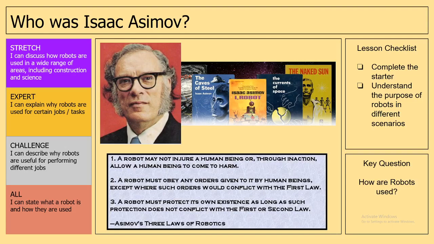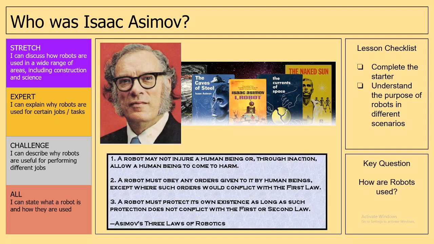And the 3 laws of robotics being: a robot may not injure a human being or through inaction allow a human being to come into harm. So what this is saying is a robot will not allow a human being to get injured or a human being allowed to do something for themselves which will result in them being injured.